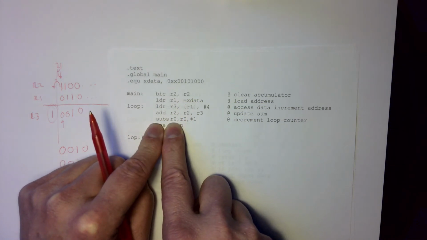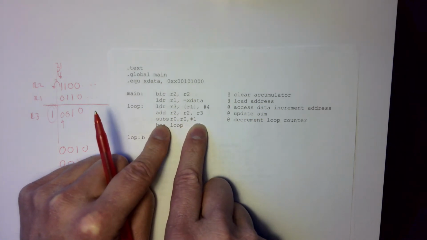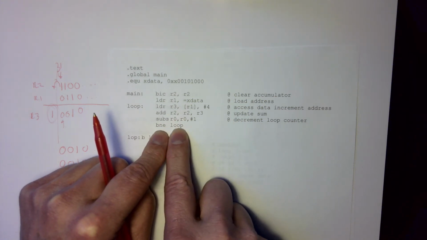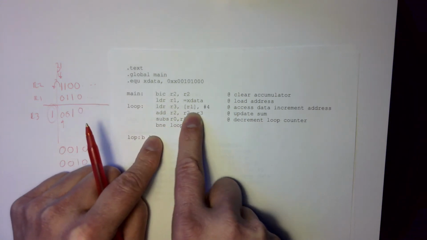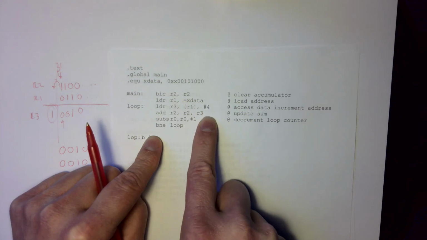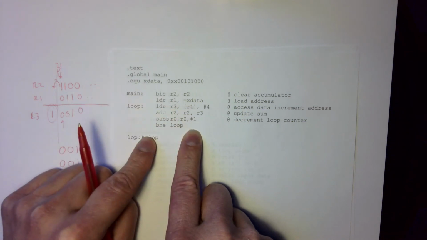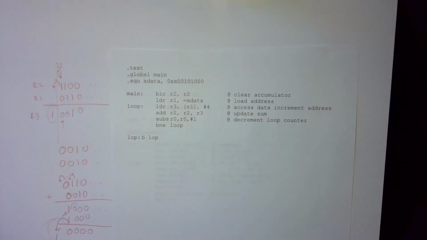Then I'm going to subtract from R0, and remember R0 was given to me as a parameter telling me how many locations I'm supposed to add. I'm just going to decrement that, and if it's not 0 yet, I'm going to go back and do it again. So I stay in that loop, adding 4 to the address every time, getting the next data element and adding it into my accumulator until I've gone through the entire loop value, which is stored in R0. There are different ways you could have done it; this is one way, pretty clean, pretty straightforward. So that's what I did. Leave it there for a quick second.